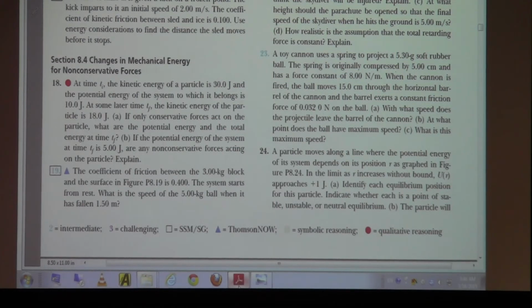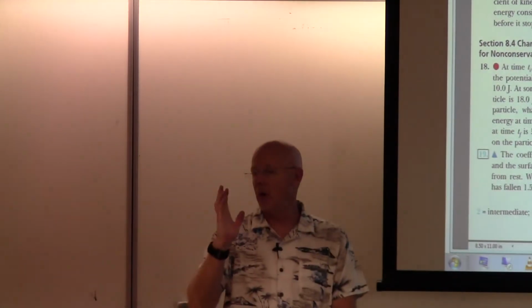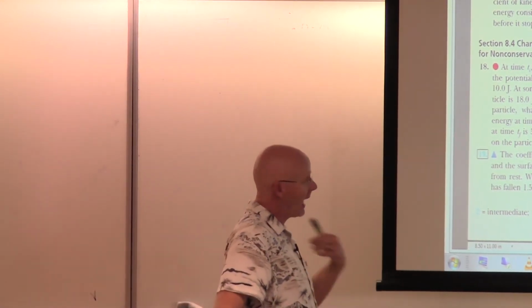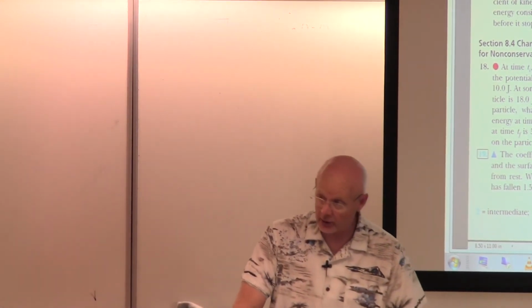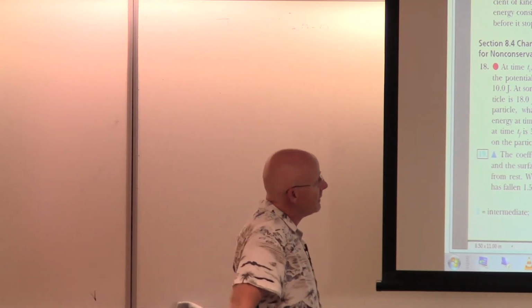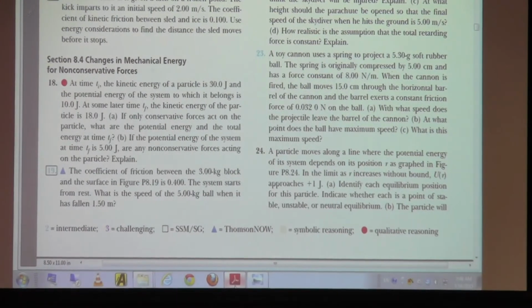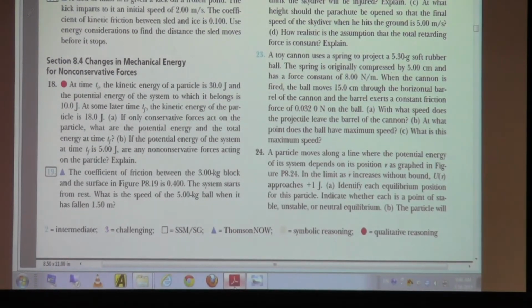And the barrel exerts a constant frictional force of 0.032 newtons. So they just tell me what the force is straight out. So this is a little easier in that sense than the other ones. I don't need to worry about the coefficient of friction and the normal force here. They've put all those together and say, this is the frictional force. Now, I need to go from frictional force to heat energy, but they've at least given me the frictional force. A, with what speed does the projectile leave the barrel of the cannon?